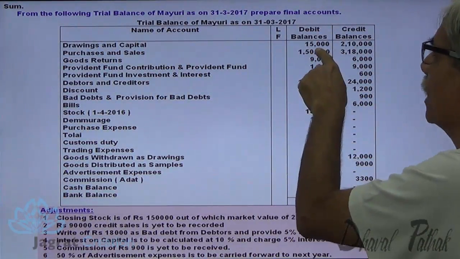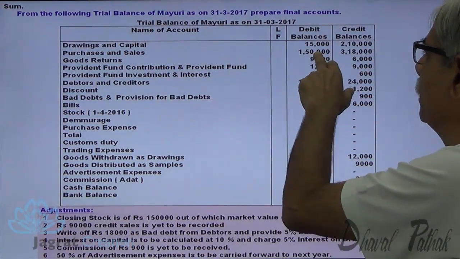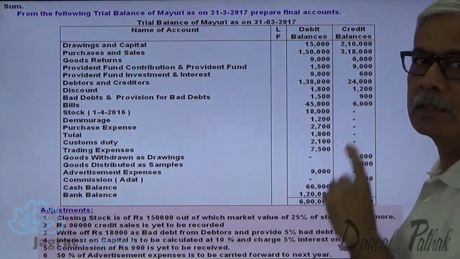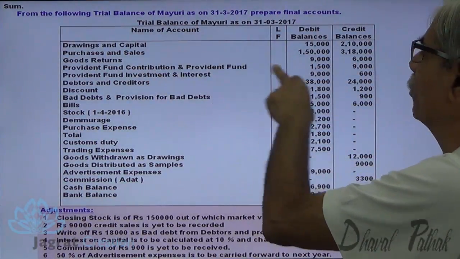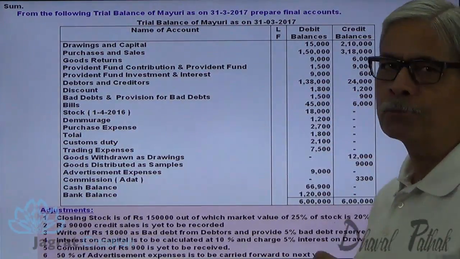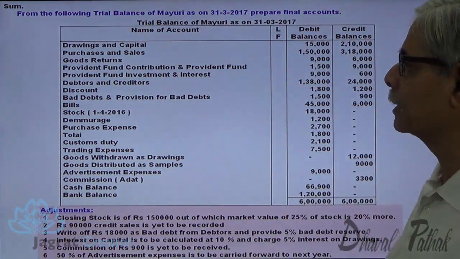Drawings and capital. Drawings is a debit balance, capital is a credit balance. Purchase and sales. Debit balance is purchase, credit balance is sales. Goods return. Debit balance is sales return, credit balance is purchase return. Provident Fund contribution is an expense. It has got a debit balance. Provident Fund is a liability. It has got a credit balance.